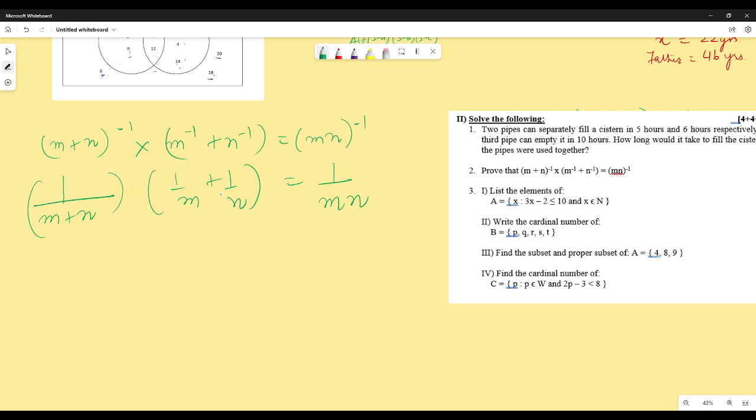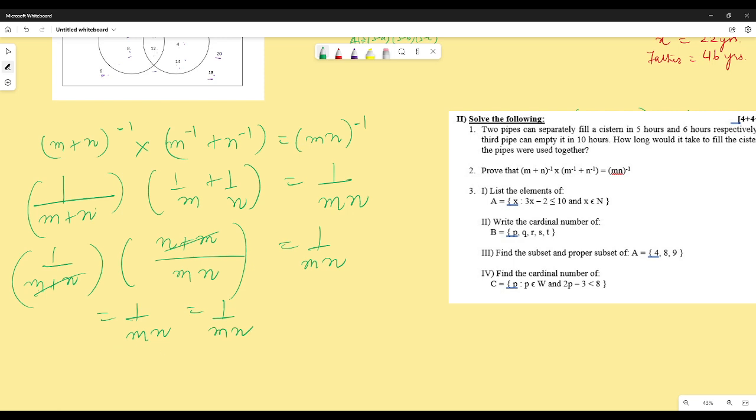So what you have over here is 1 by (m plus n) into, here what will it be? The LCM will be mn and in the numerator it will be n plus m, right? Equals 1 by mn. Now you see, when you're multiplying, this denominator and this numerator are the same, so you can cancel it out because it is multiplied. So you're left with 1 by mn equals 1 by mn. Simple. That should have been your solution.